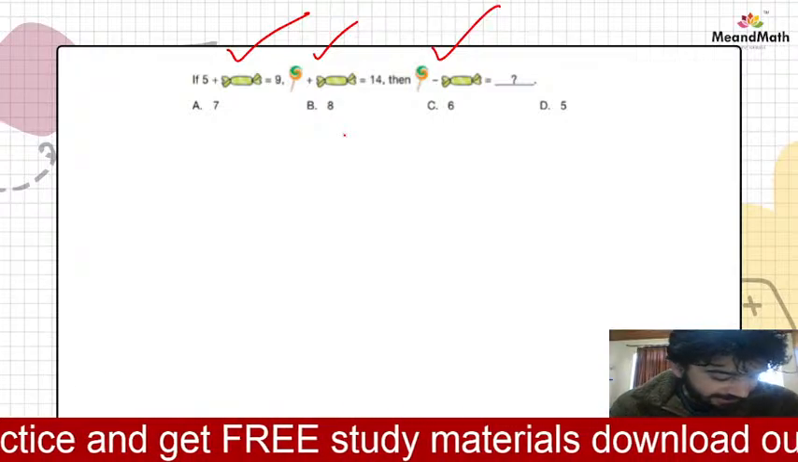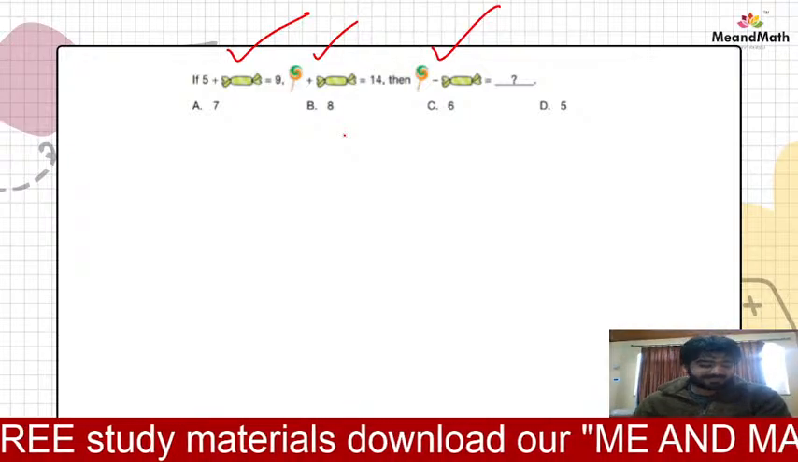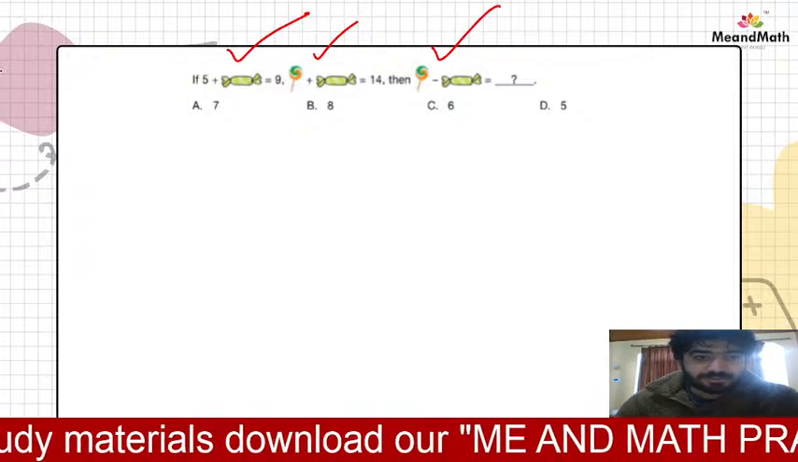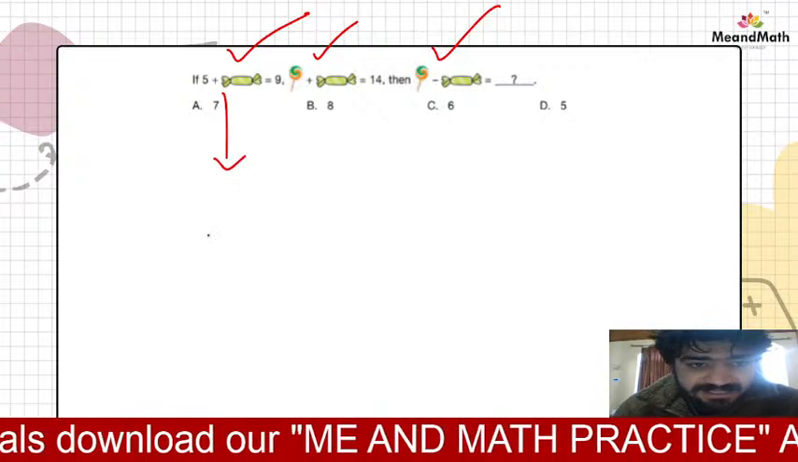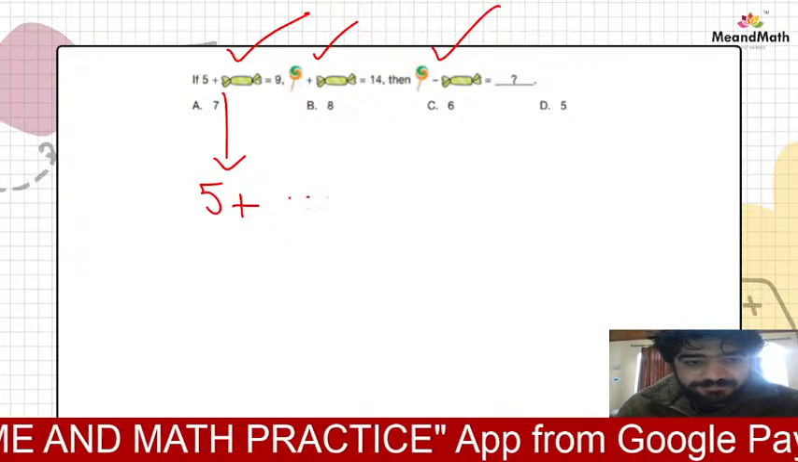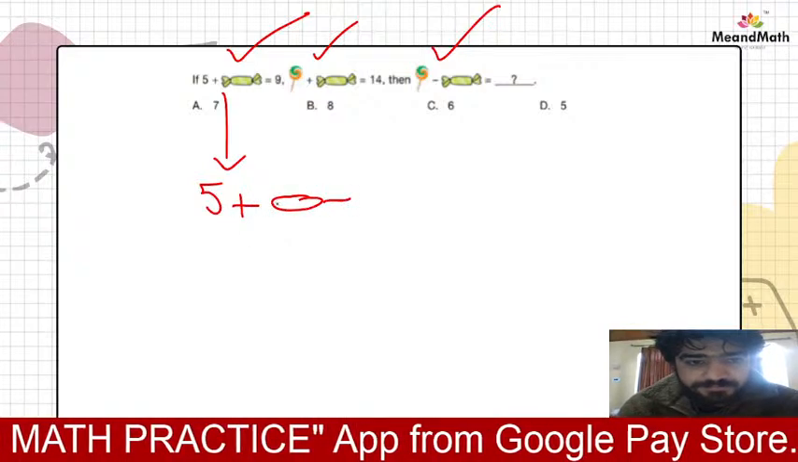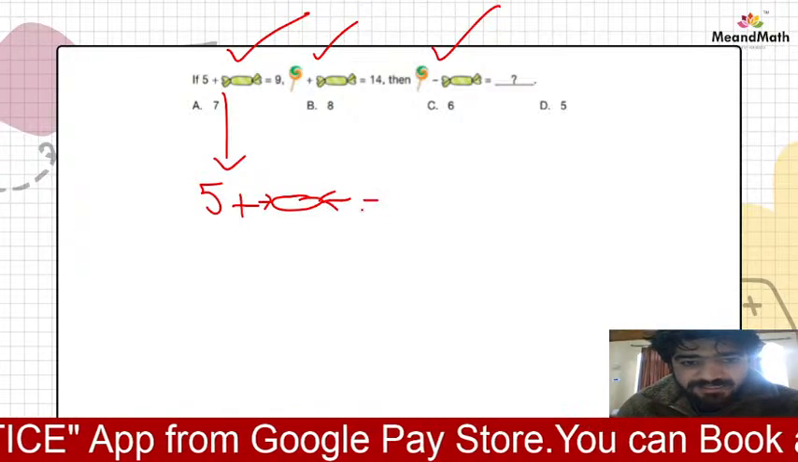Krish answered, and Area also answered. Let's see. So 5 plus a candy is equal to 9. Now 5 plus a candy is equal to, let's make a candy like this. 5 plus candy is equal to 9.